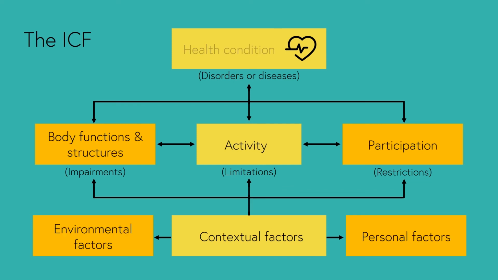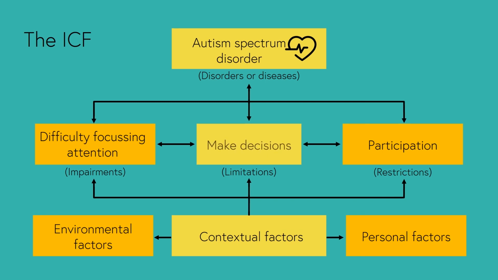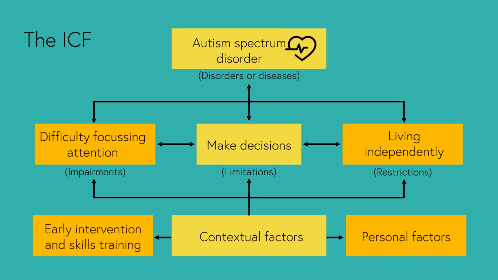Here's another example. Autism spectrum disorder is a condition characterised by impairments in social functioning, communication, and behaviour. Impairments in attention function can make it difficult for children to focus their attention and make decisions. This can present challenges when trying to learn the skills needed to live independently. However, other factors, such as early intervention with an occupational therapist, or personal factors such as the child's support network, can improve skills in attention function and decision-making, minimising participation restrictions.